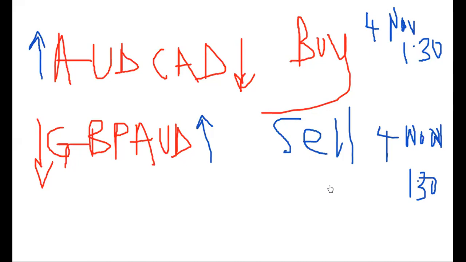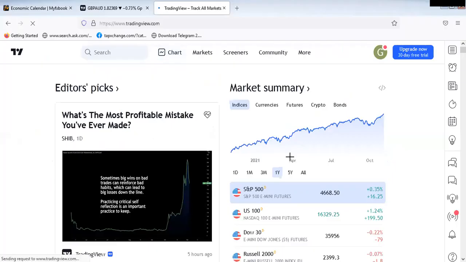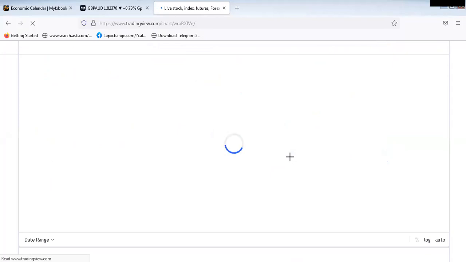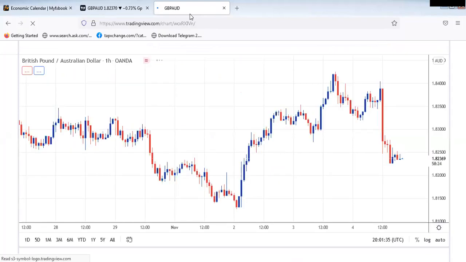Class, now I'm going to go back to my TradingView. Don't get confused, I'll teach you TradingView in the advanced class. I'll go back to my TradingView for you to see how you can gain in 2 ways.